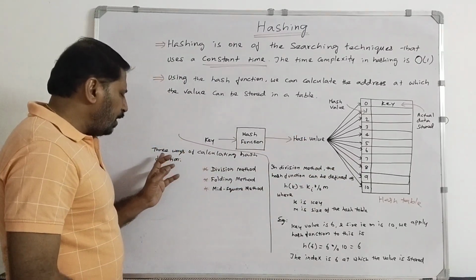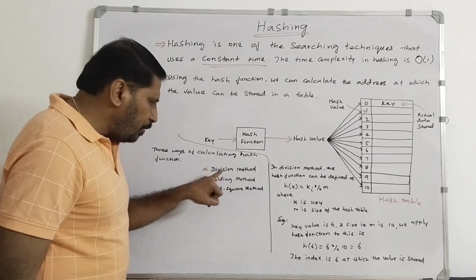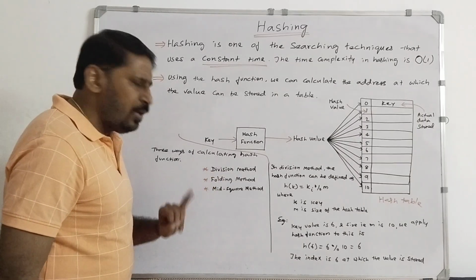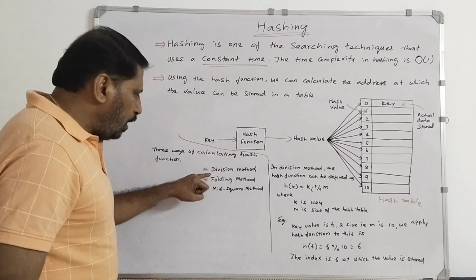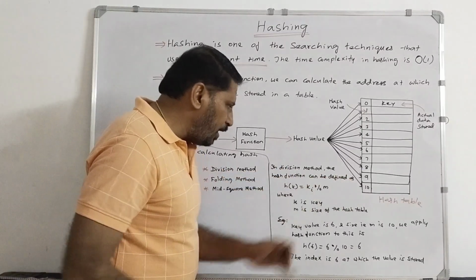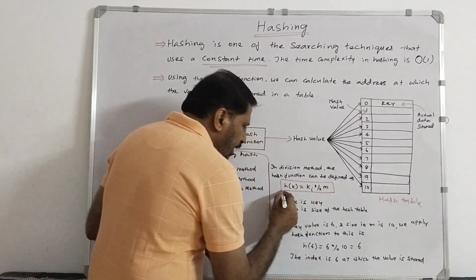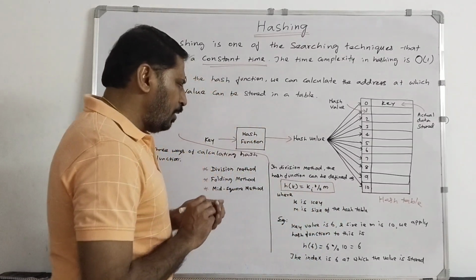And there are three ways of calculating a hash function. What are the ways? One is the division method, another is the folding method, and the third is the mid square method. In the division method, this is the formula for finding the hash value or hash function.